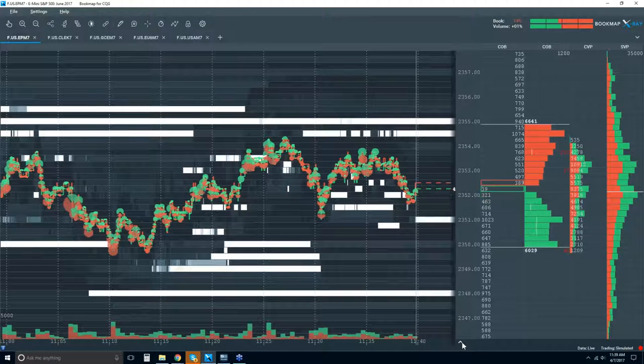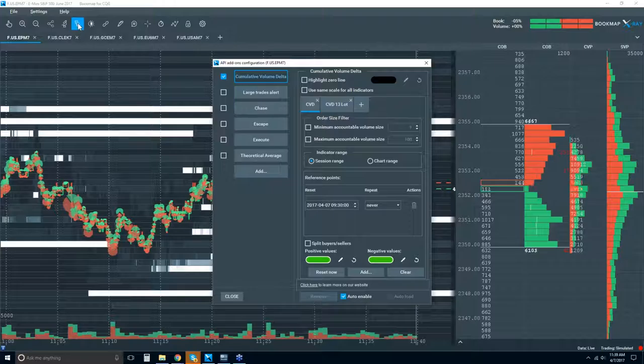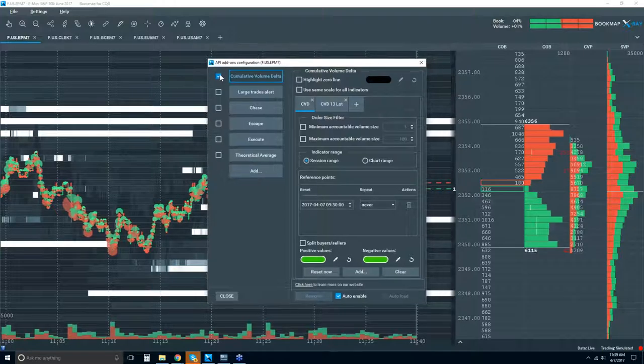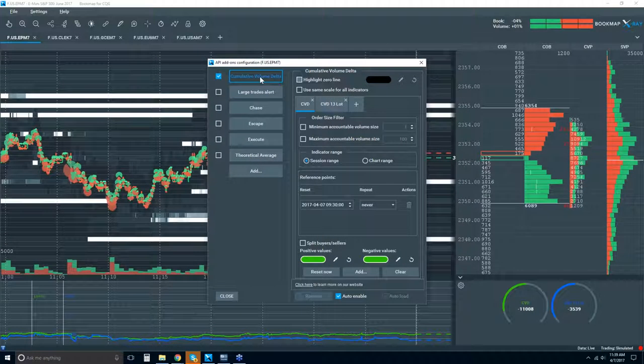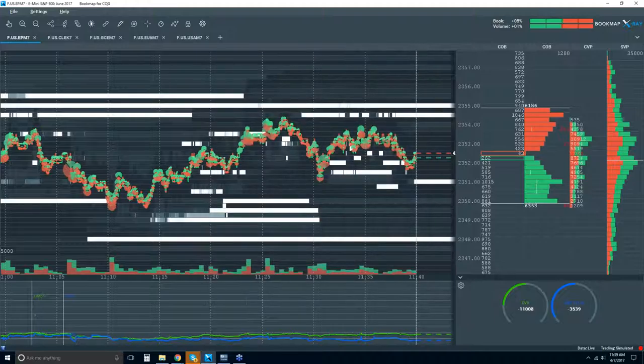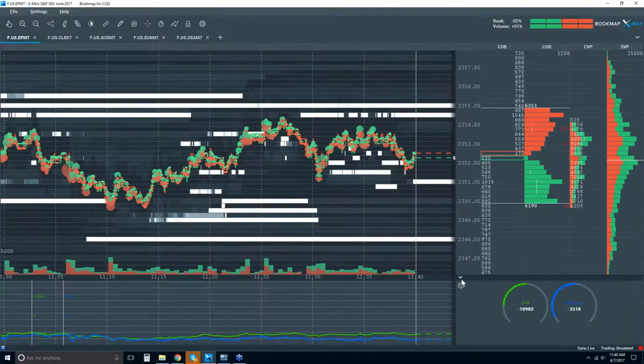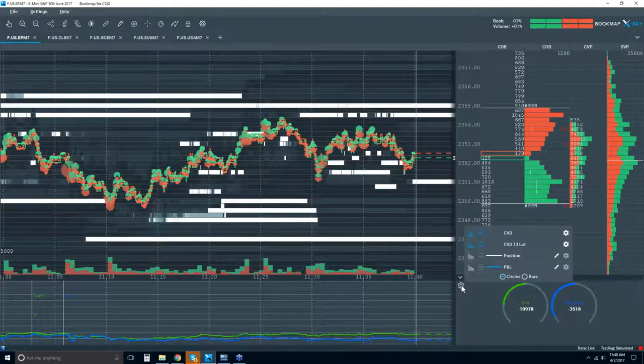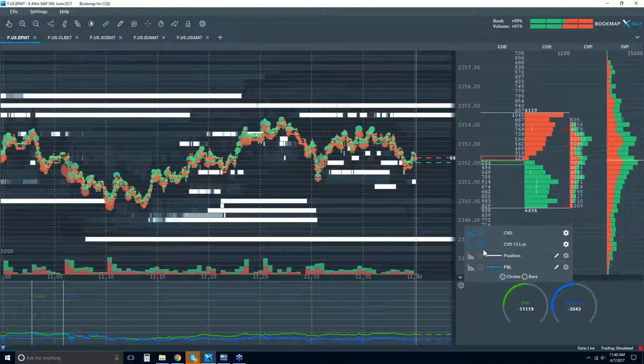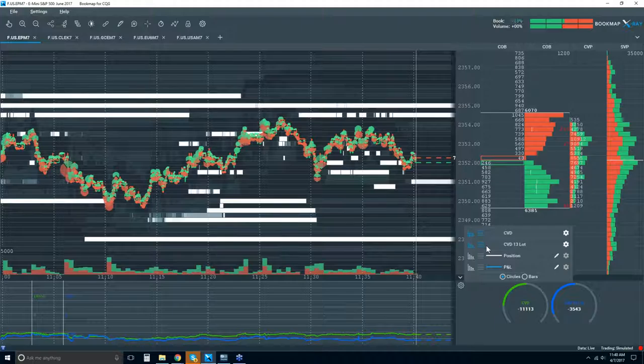It might be closed. So what you need to do is first, under the API here, select CVD, the cumulative volume delta, and then you may need to open up this panel. It's underneath the price ladder here. Just click on the arrow and it'll open up. And then you click on the little sprocket here. When it's blue, it means that it is displayed and showing.